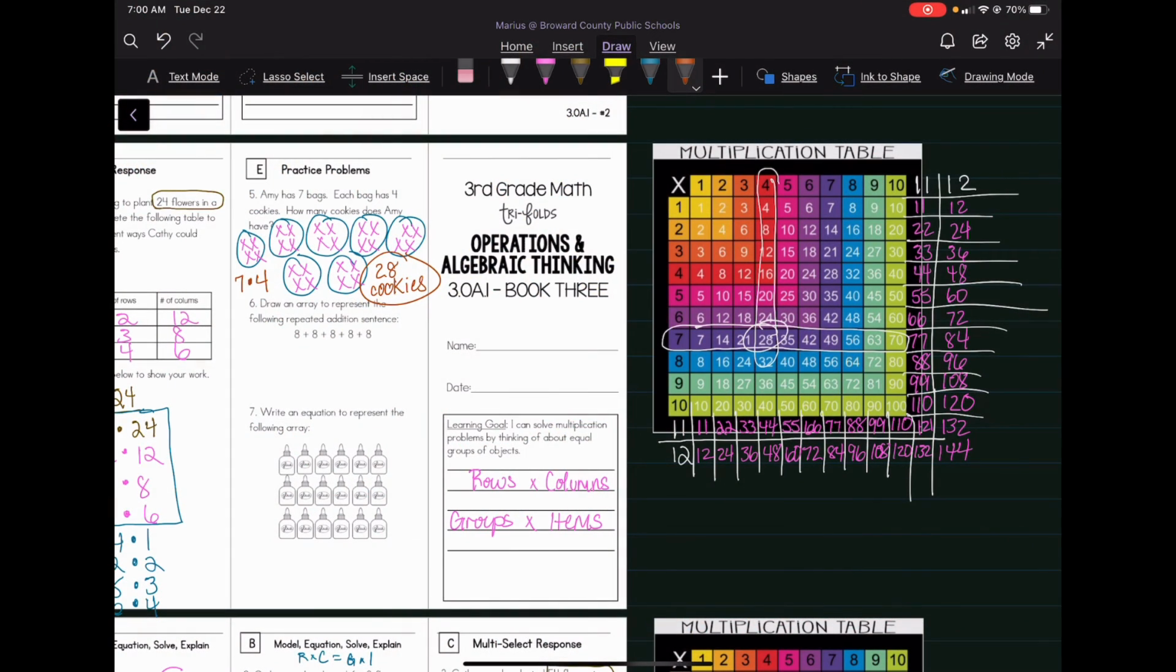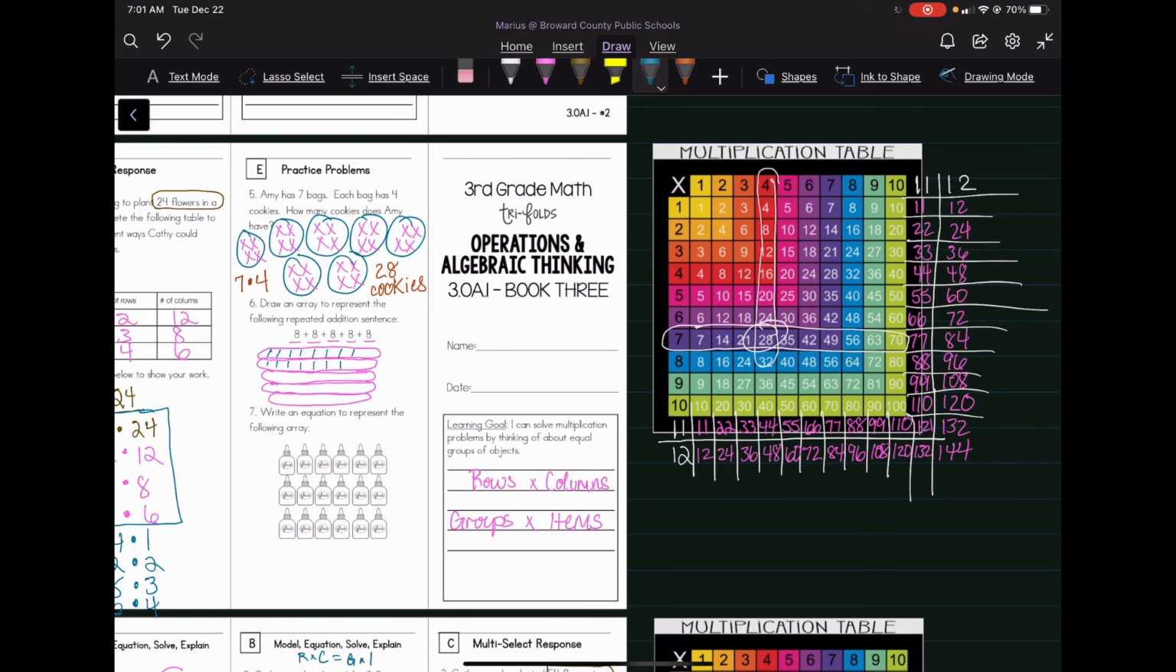All right, number 6. Number 6 says, draw an array to represent the following repeated addition sentence. Arrays are basically rows by columns. So we're going to have 5 rows, and then in each row, we're going to have 8 markings. So there's 1 row, 2 rows, 3 rows, 4 rows, 5 rows. So now that we have our 5 rows, now I'm going to put 8 markings in each row. 1, 2, 3, 4, 5, 6, 7, 8.